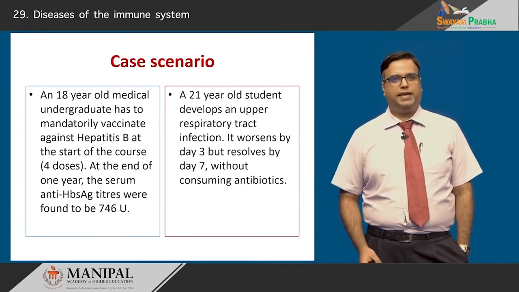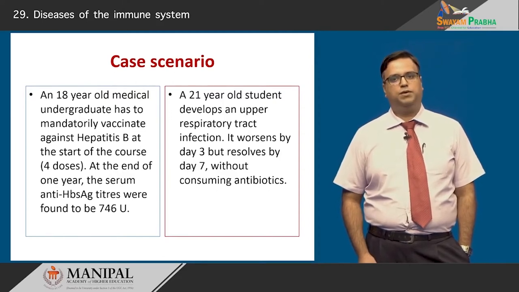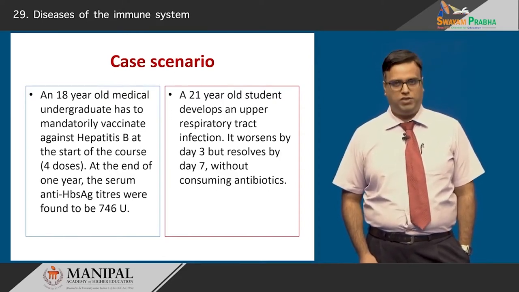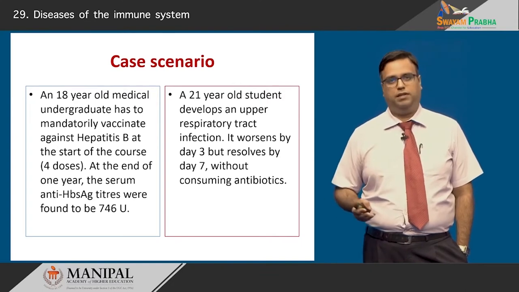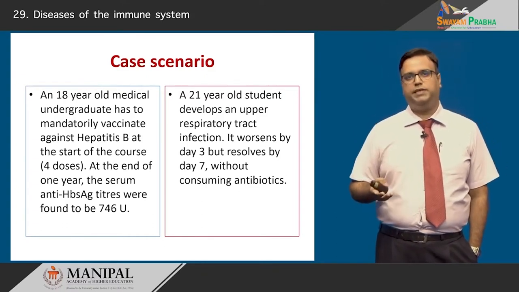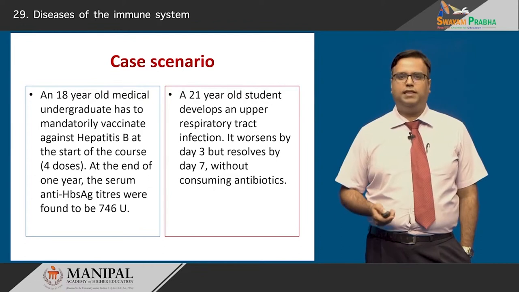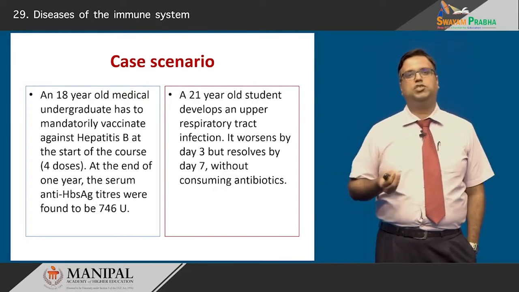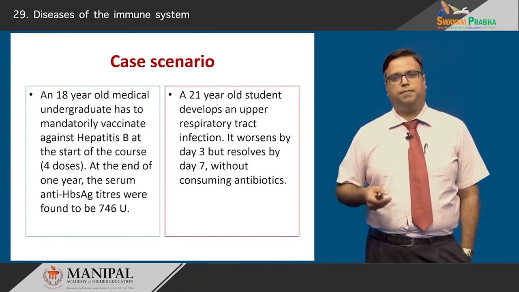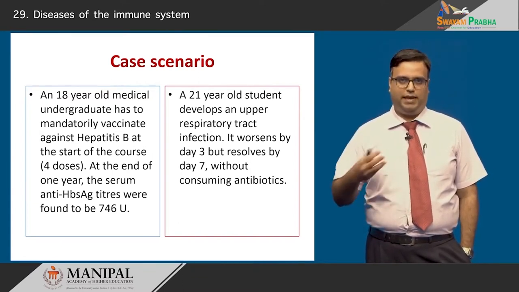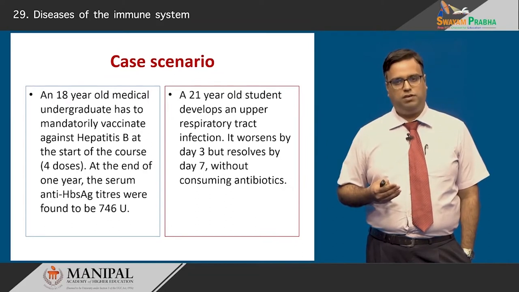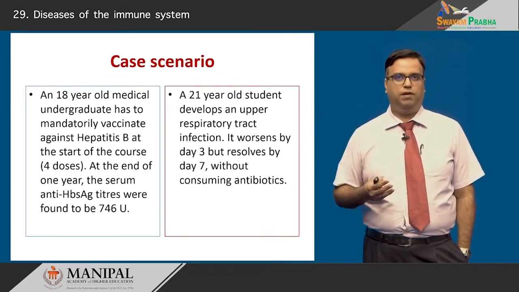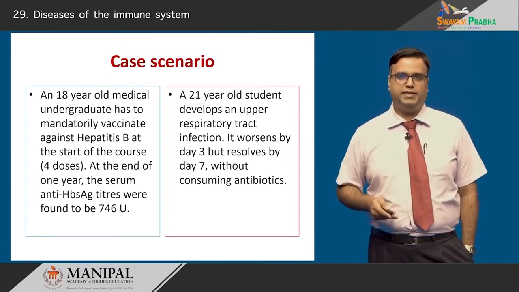Just to draw a contrast, a second case scenario on your screen here. It's a 21-year-old student who develops an upper respiratory tract infection. The catarrhal phase of the infection worsened up to day 3, and by day 7, the infection resolved without any need for antibiotics. Now, there are certain similarities between the two case vignettes put up on your screen now. You can see that they're affecting a similar age group. There is an introduction of a foreign system into the host, but the reactions that have taken place show a protective response at the end. Either the patient has recovered from an upper respiratory tract infection, or the serum titers, which are protective, are very high. Those are the similarities in these two case scenarios.